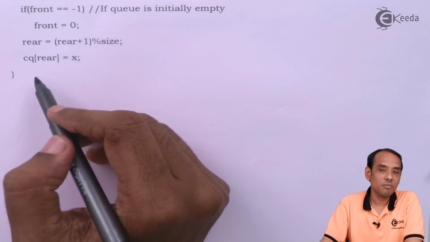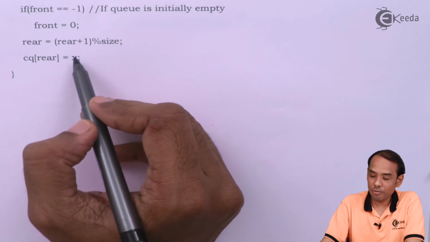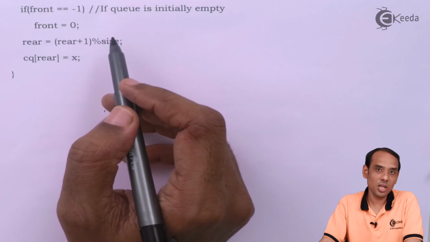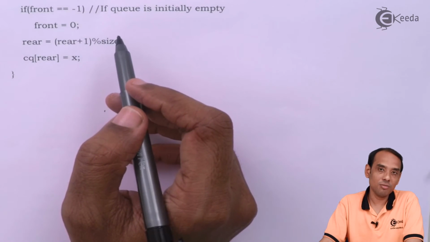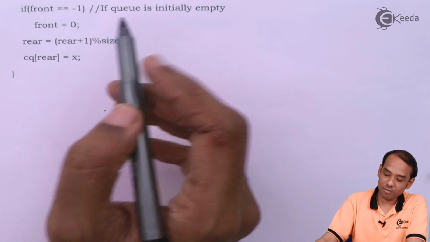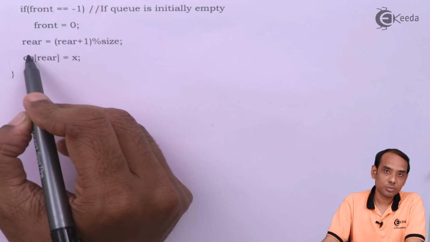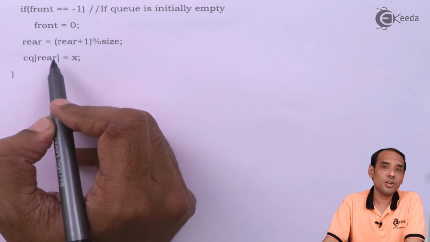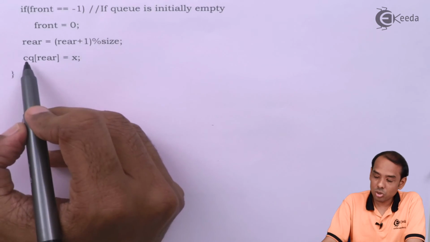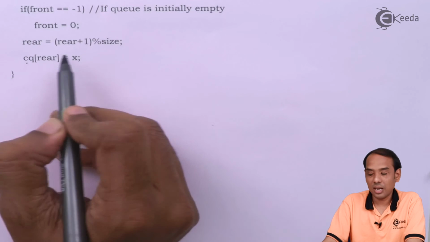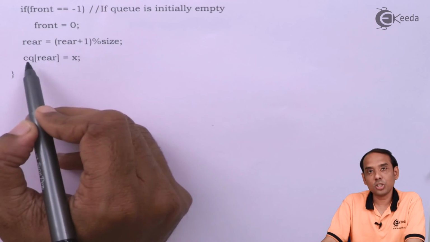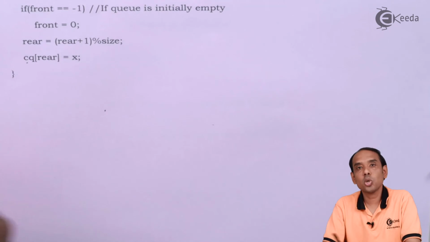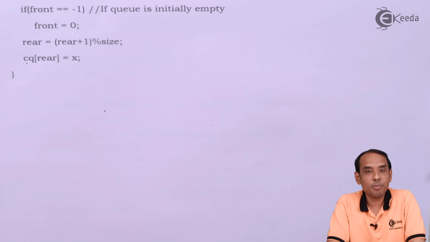Once this is done, we have to make sure the value of x is given to the rear position of the circular queue. We have the queue named CQ. Inside that, which variable are we going to use to push the element? Rear. So CQ[rear] equal to x. Like this, the x value will be pushed into CQ[rear]. We need to remember this very particularly.